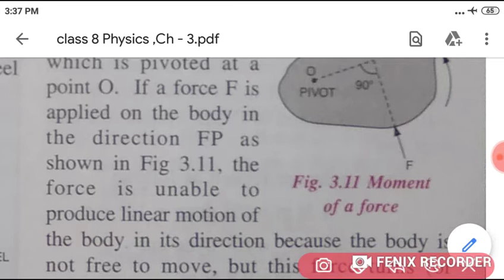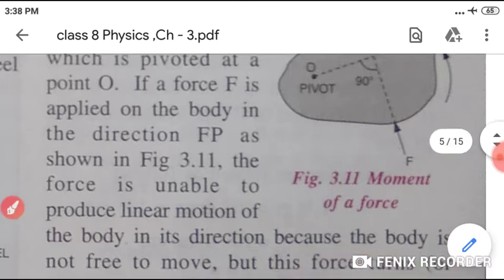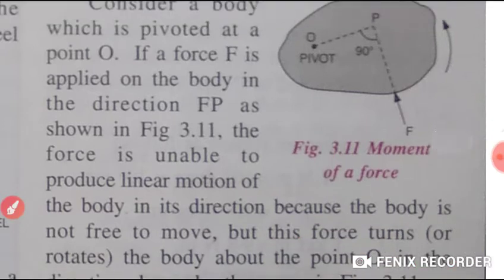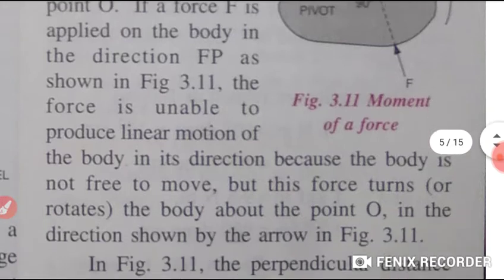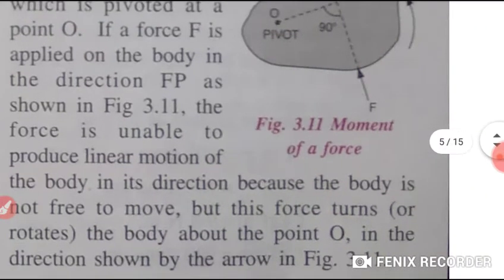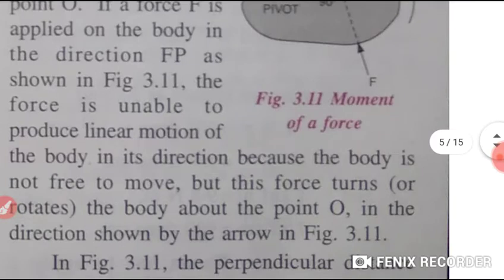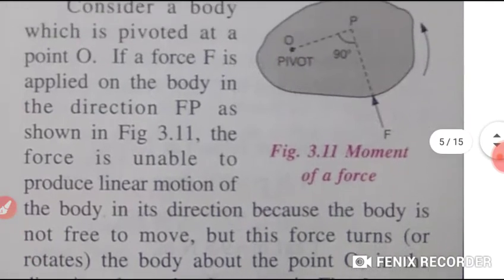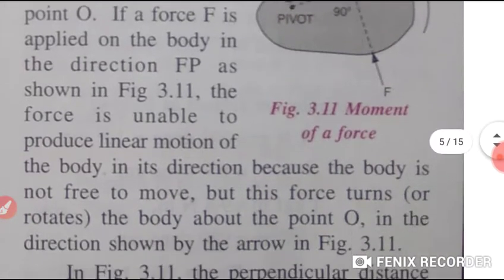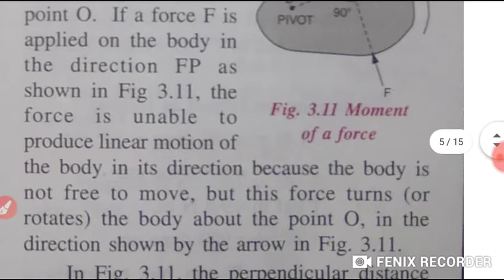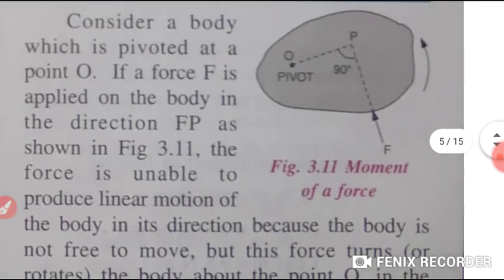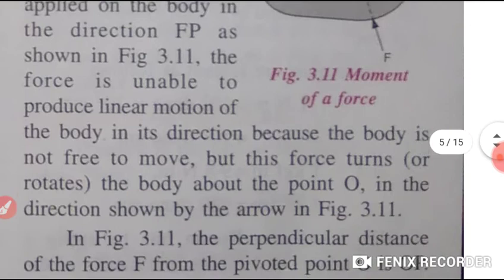FP, the force is unable to produce a linear motion of the body in its direction. Why? Because the body is not free to move. But this force turns the body about the point O, in the direction shown by the arrow in this diagram.